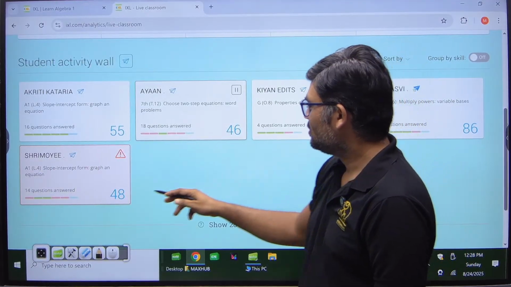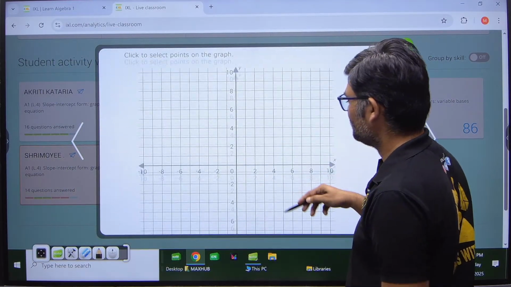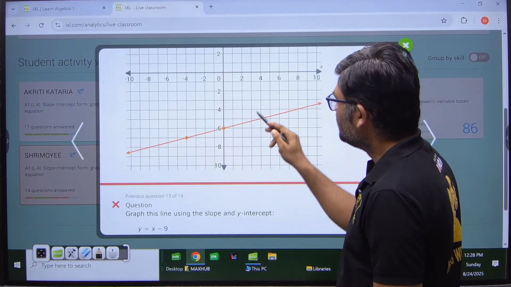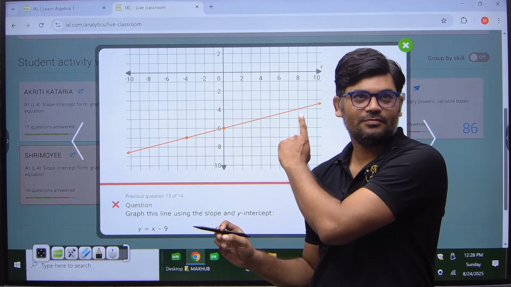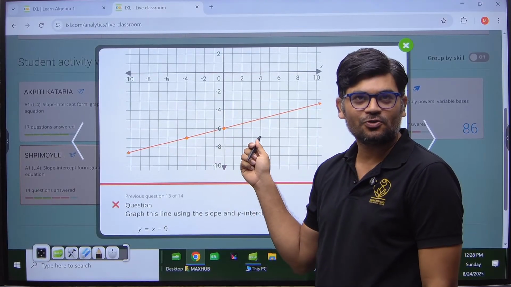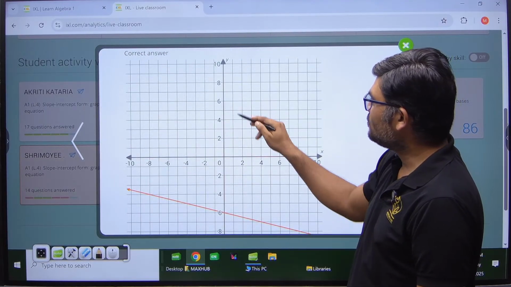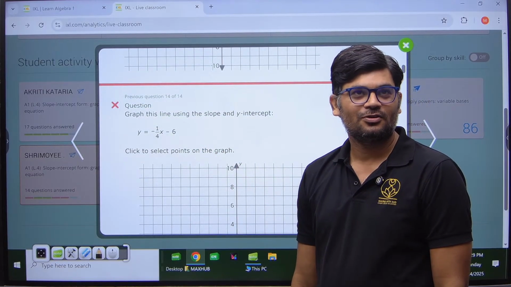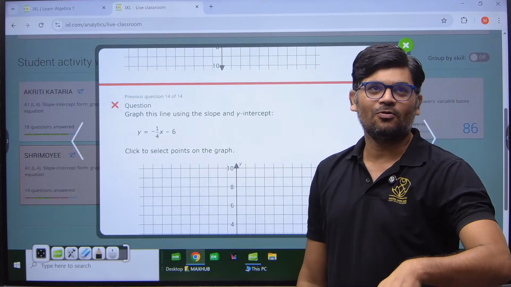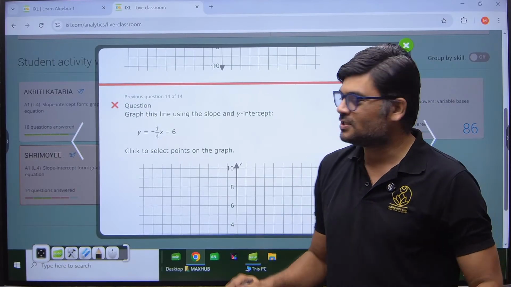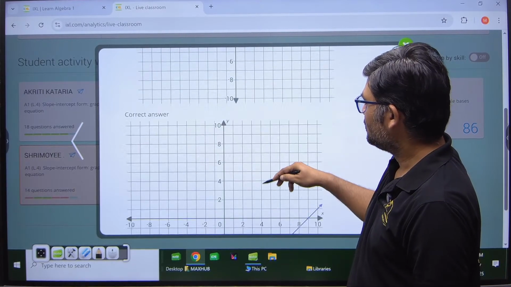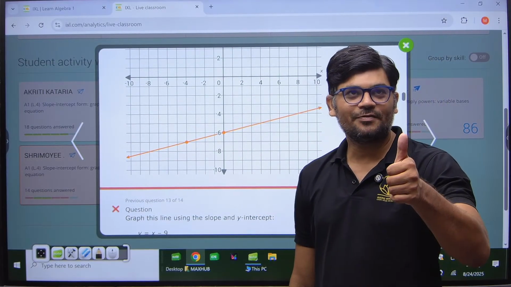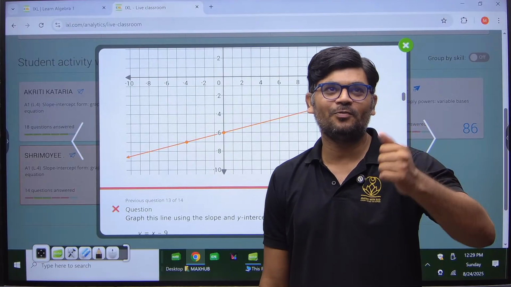Again, one more. Shrimoy, what happened, beta? See, again you made the same mistake that I was telling you. The graph is for what? Positive, right? This graph is for positive, it shows an acute angle. But can you see the coefficient? It is minus 1 by 4. So minus means you have to scroll down, you have to go down and then 4 units towards the right. Are you getting it, beta? Rest everything is fine. You have to just focus on negative and positive.